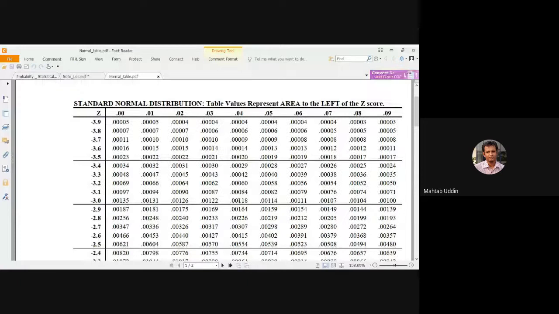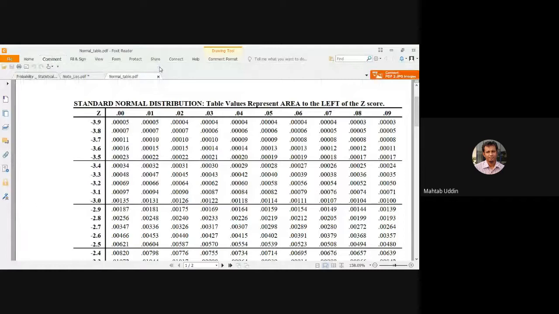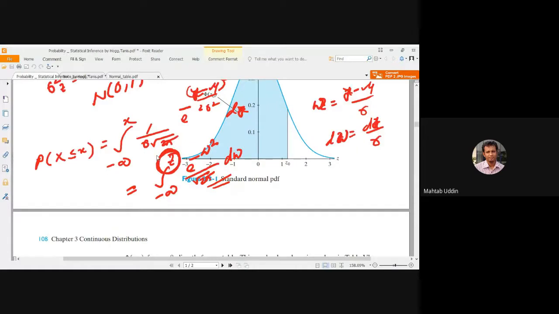This is a table. This is the value of z. Can you see the table? Yes, sir. That is, actually, you need not do this sort of very lengthy calculation. So we'll ignore it. We'll convert x to z, and using z, we'll find the probability directly.